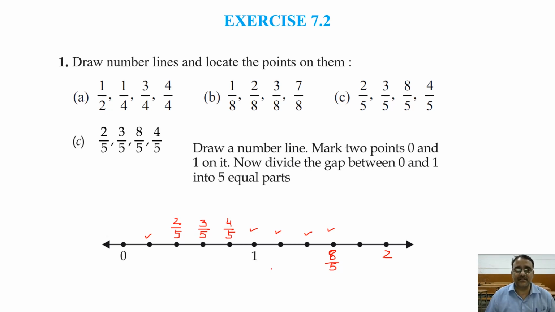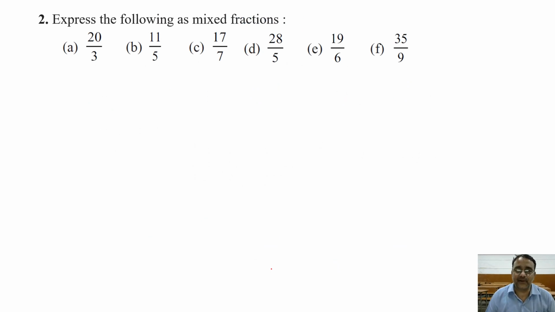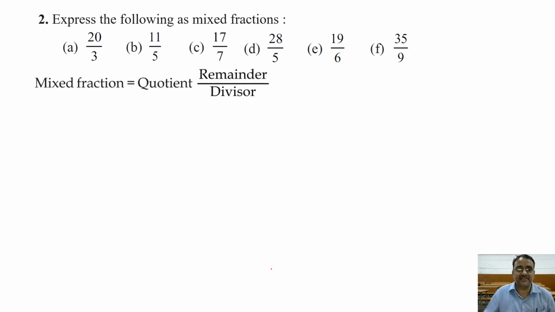Now we are moving toward the second question. Express the following as mixed fraction. So mixed fraction हम लोग क्या करते हैं? Quotient, remainder by divisor. This is the form. When we divide a numerator by denominator, quotient is a whole part and remainder upon divisor is a proper fraction. Chalo, first one we are going to do 20 by 3.